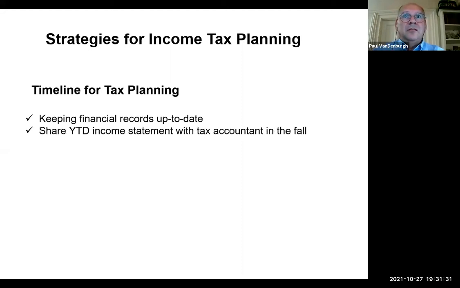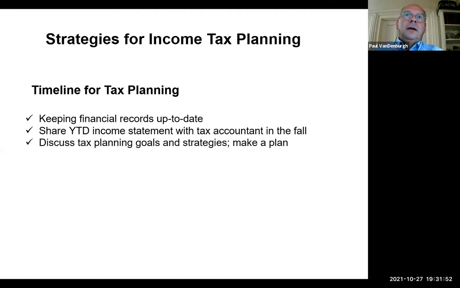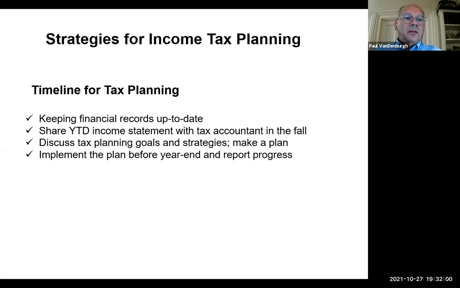You have to share your income and expense statement with a tax accountant in the fall. We're starting tax planning right now. The end of October. It's very common for us to see some of our larger clients two times before the end of the year. And you have to discuss the tax planning goals and strategies and then make a plan, report on that plan. Implement that plan before the end of the year, track the progress, report back on the progress. Ultimately, you end up compiling the data and filing the tax returns next spring. Then you pay the tax.